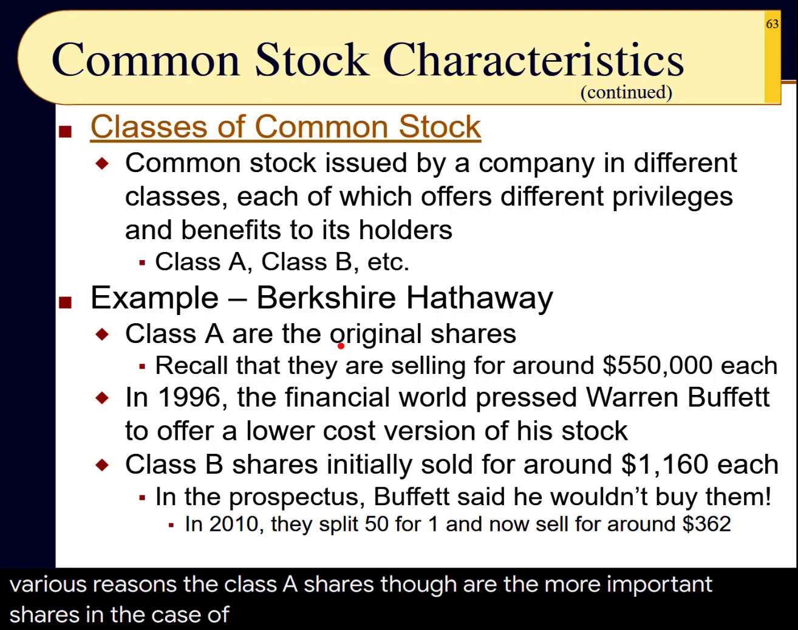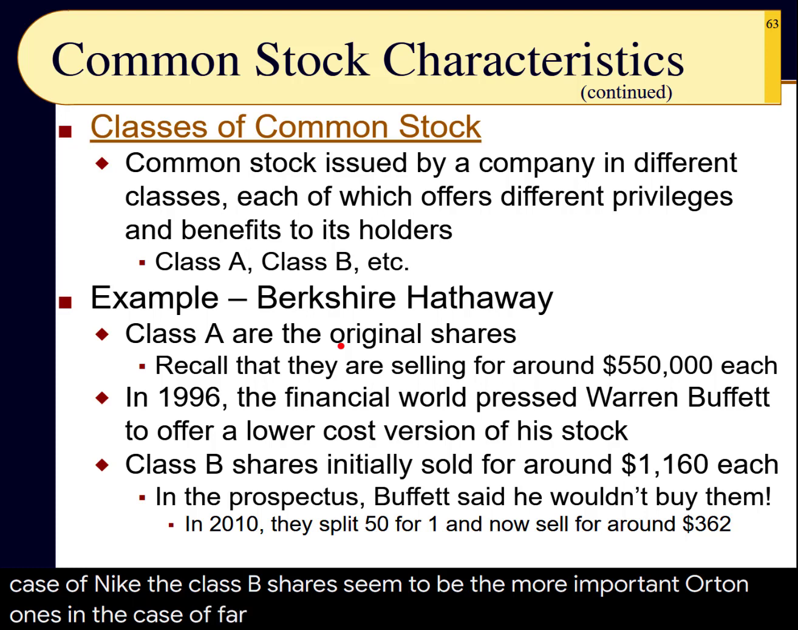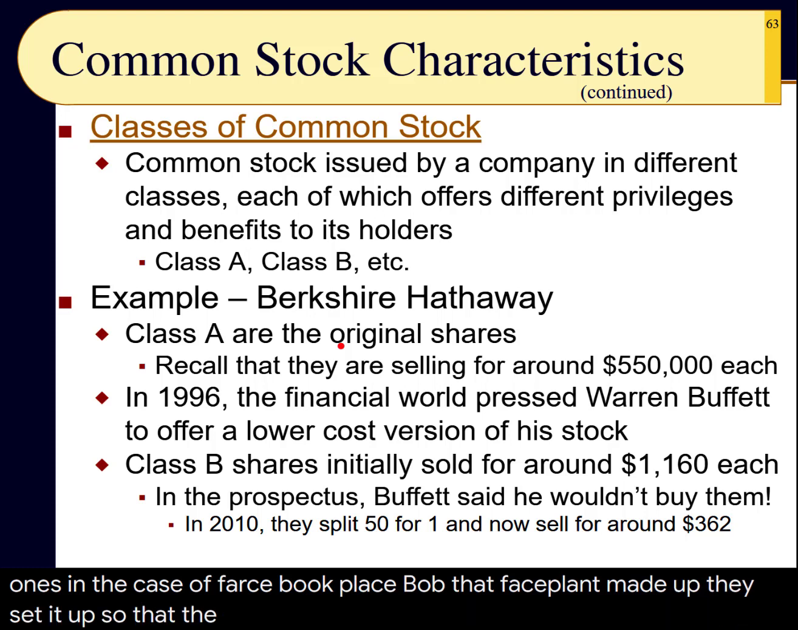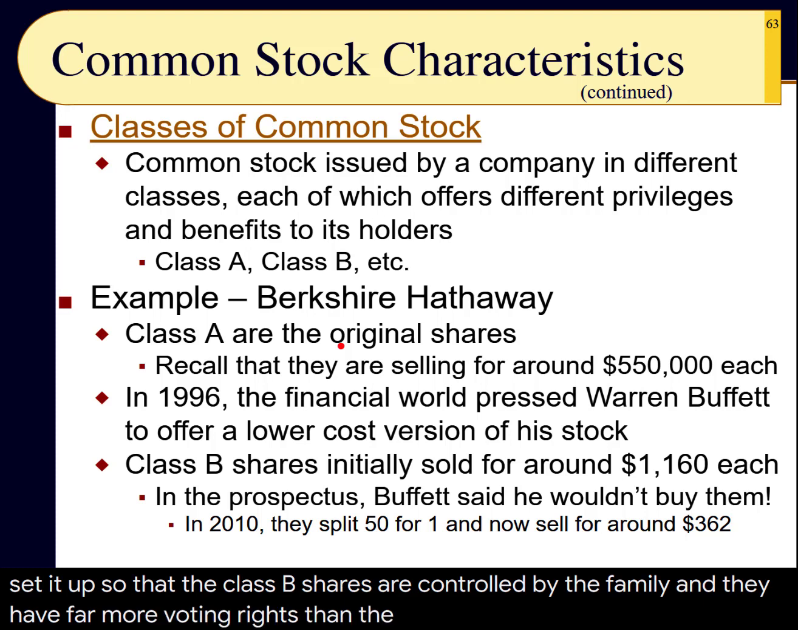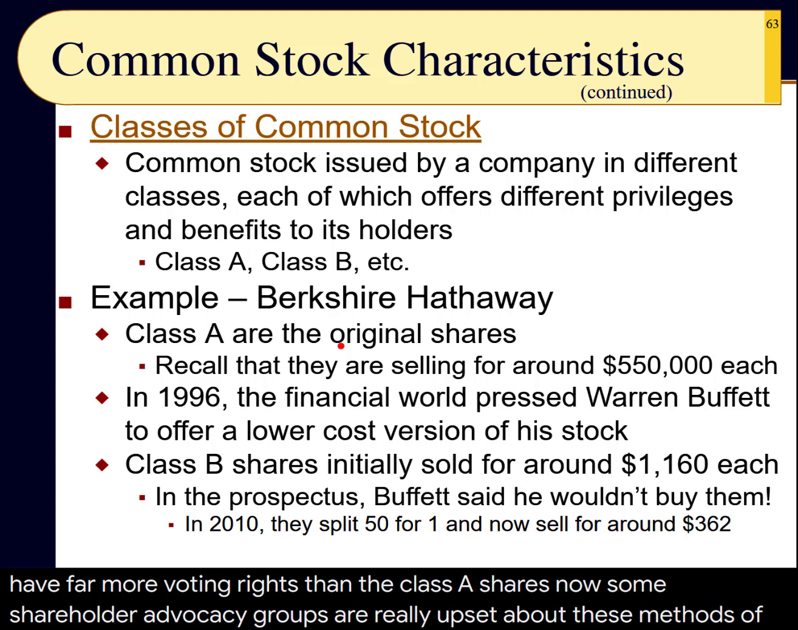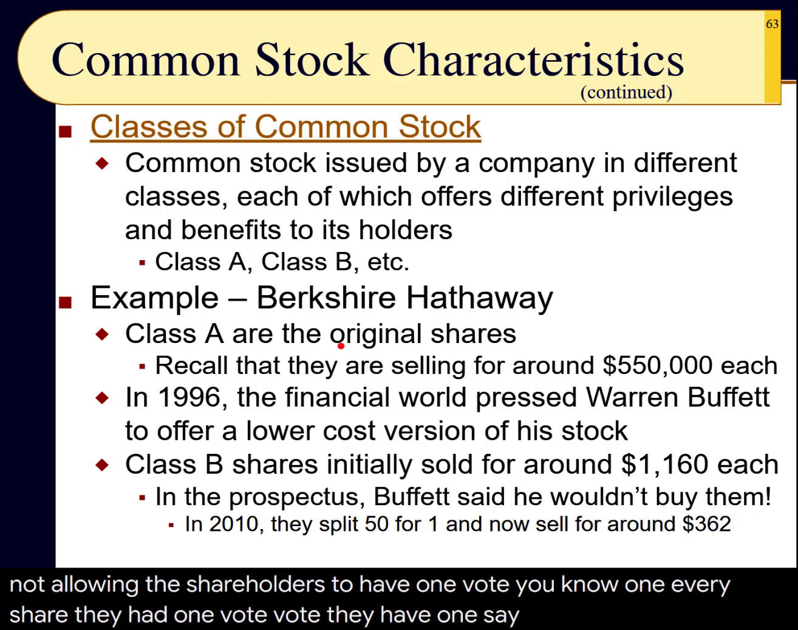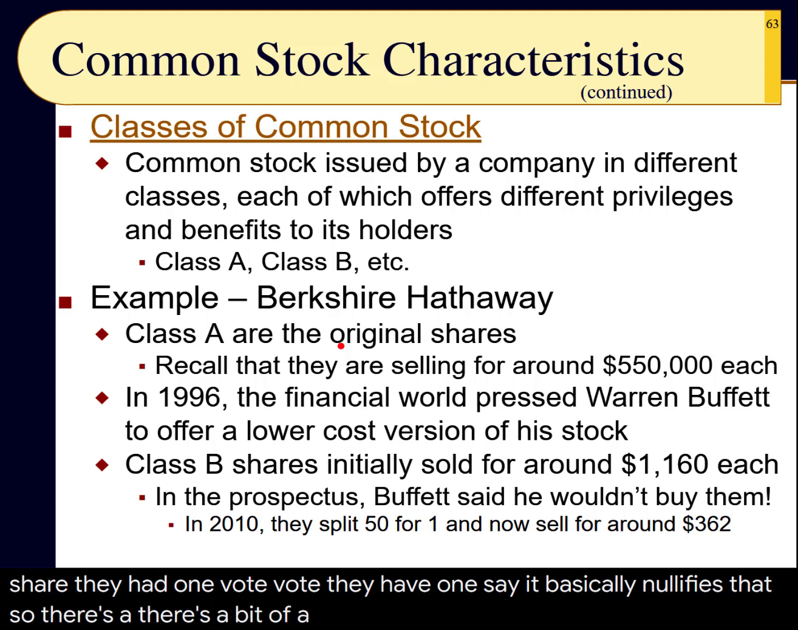In the case of Nike, the Class B shares seem to be the more important ones. In the case of Meta, they set it up so that the Class B shares are controlled by the family, and they have far more voting rights than the Class A shares. Now, some shareholder advocacy groups are really upset about these methods of not allowing the shareholders to have one vote. You know, every share, they had one vote, they have one say. But it basically nullifies that. So there's a bit of a controversy over it.